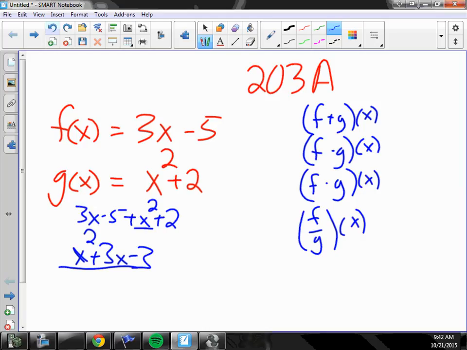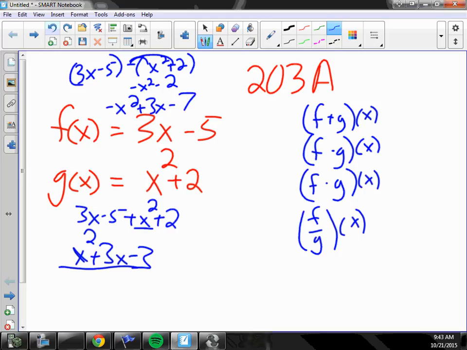So for subtraction, you have to be a little bit more careful. 3x minus 5 minus x squared plus 2. How does that change things? We need to distribute the negative. So this is negative x squared and negative 2. So that would be negative x squared plus 3x minus 7. What's the domain of that function?